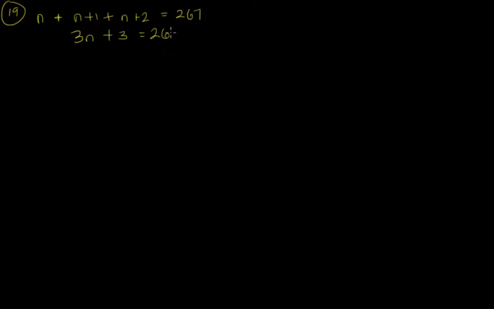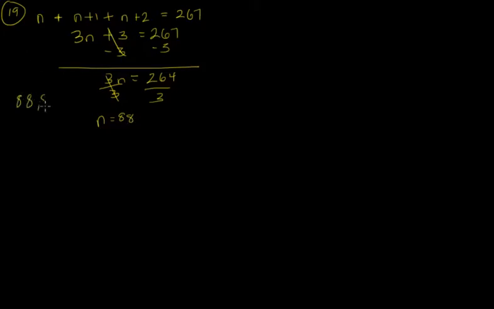3n plus 3 equals 267. Let's subtract 3 on both sides. Those cancel out. 267 minus 3 is 264, equals 3n. Divide both sides by 3, and n equals 88. Remember, the question asked for the 3 consecutive integers, so our answer is 88, 89, and 90. Those are 3 consecutive integers that add up to 267.